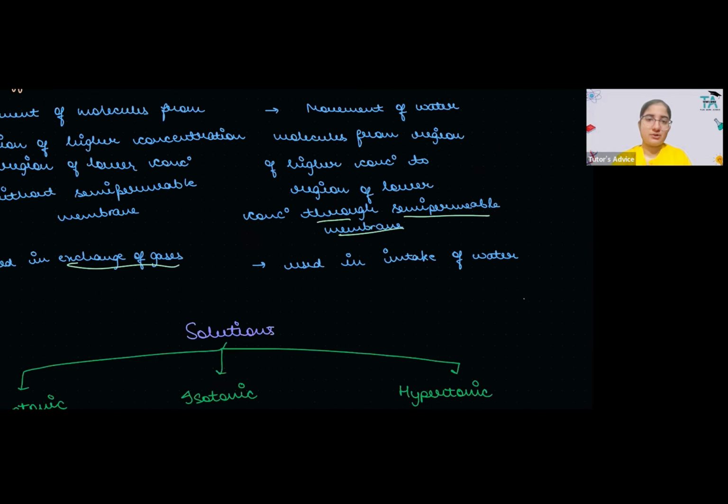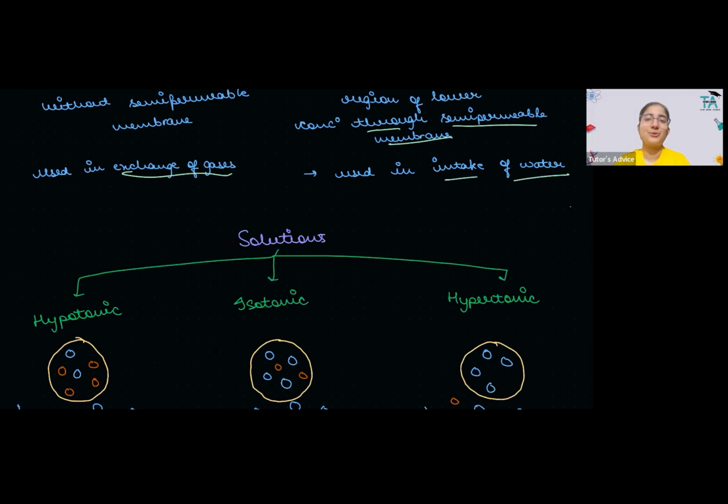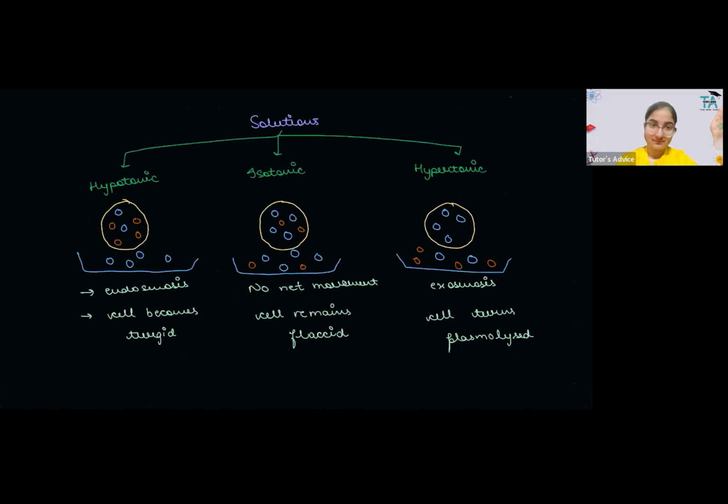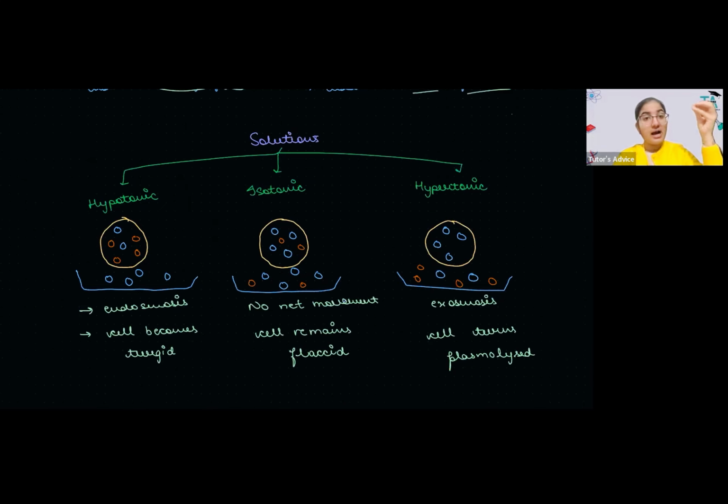Then we have different types of solution, which is going to be the last topic for today. So what are the different types of solutions? Hypotonic, isotonic, hypertonic. What is hypotonic? Hypotonic is a kind of solution in, okay, see, when we talk about these solutions, they are in a relative manner. What is the meaning of relative manner?